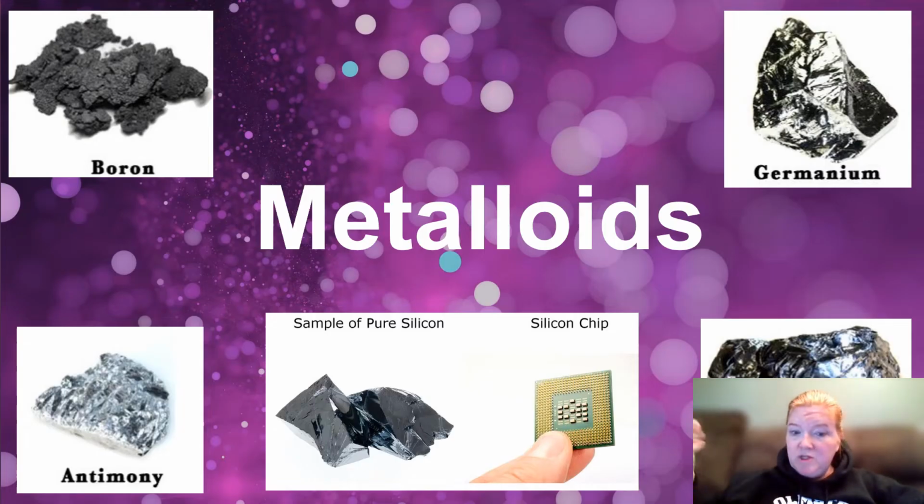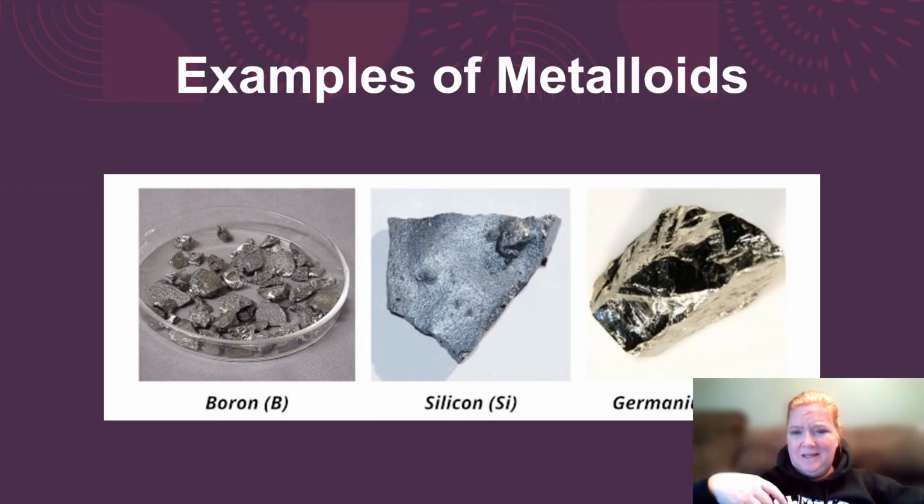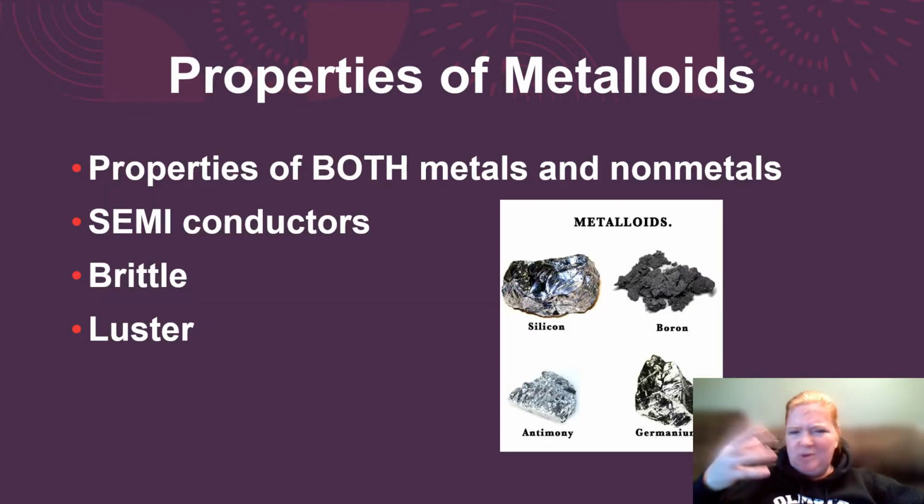Now we're almost finished, but there are metalloids. What the heck is that? Well, here are some examples. What are metalloids? Well, they have properties of both metals and nonmetals. So we call them semiconductors. They still are brittle like nonmetals, but they have luster like metals. So they're kind of like the in-between, okay? It's kind of like a metal, but not quite. Kind of like a nonmetal, but not quite.